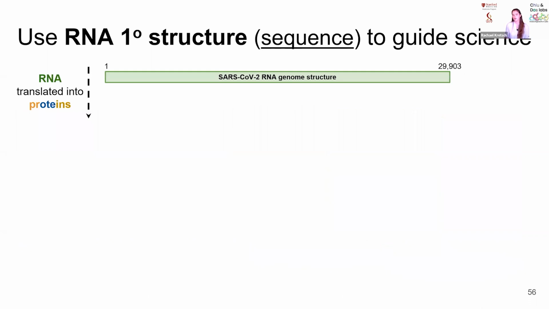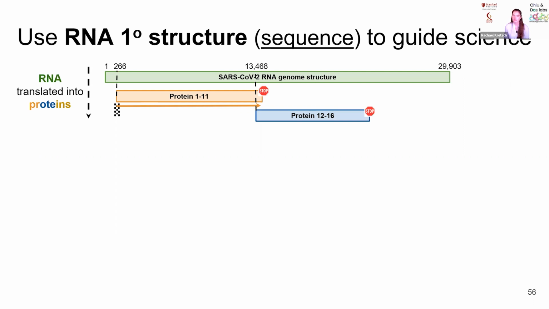All right, so I want to focus in on this translation. We have a group of orange proteins here where the ribosome binds at the beginning of the virus and starts translating to make these 11 orange proteins. And then it hits a stop signal and it stops translating.